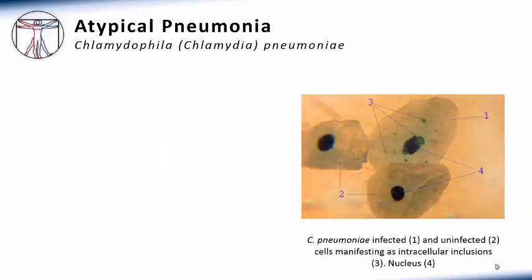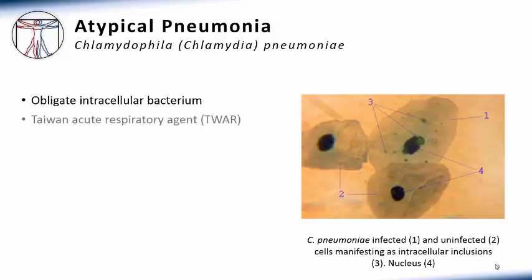Another type of bacterium that causes an atypical pneumonia syndrome is Chlamydophila pneumonia. These organisms used to be referred to as chlamydia, but the name has recently changed. Again, this is an obligate intracellular bacterium, and if you look at the right-hand side of the slide, you can see the cell labeled as number 1 is a cell that is infected with Chlamydophila species, as demonstrated by the green intracellular inclusions, the intracellularly replicating bacterium, demonstrated by the number 3. Cells that are uninfected are demonstrated by the number 2, and the nucleus is stained, as demonstrated by the number 4.